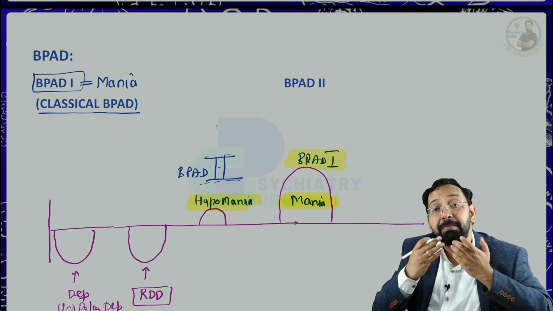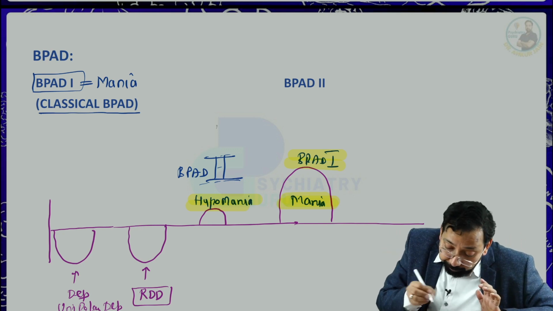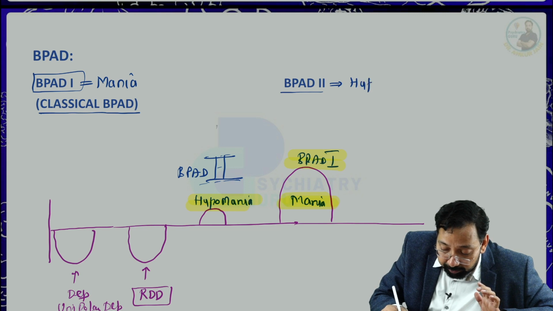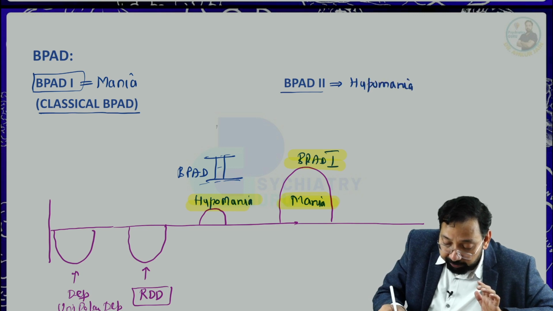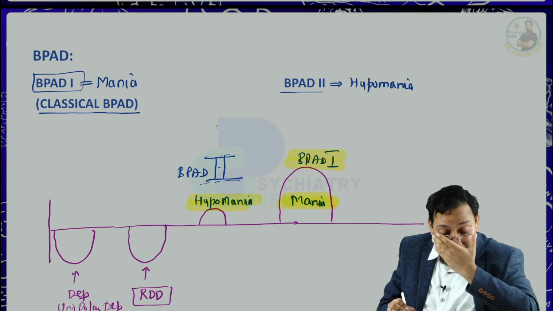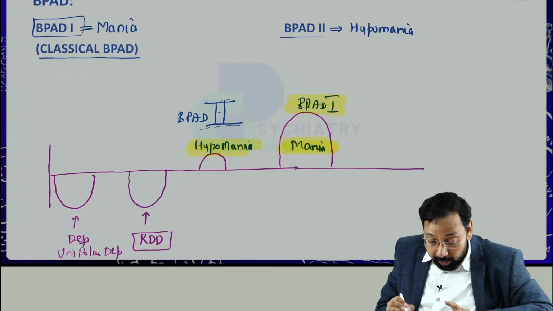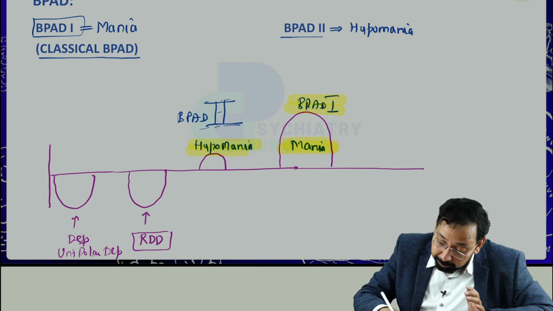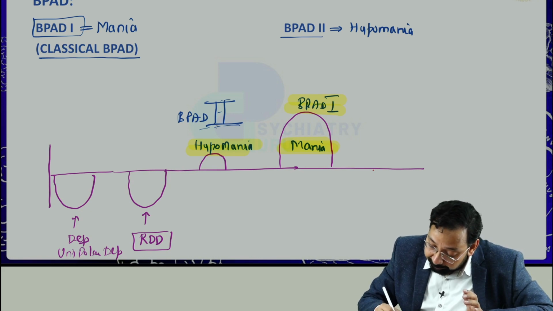Once BPAD 1, always BPAD 1. So when is it BPAD 2? When hypomania only. But if mania and hypomania both are there, preference will be given to mania, BPAD 1. Now, this patient recovered. Now, this patient developed depression.